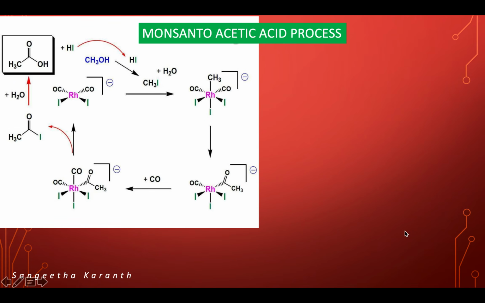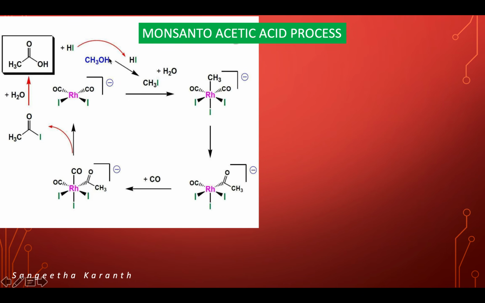Once the methanol is formed from syngas, we get methanol, CH3OH. It is made to react with hydrogen iodide, HI. Once these two react with each other, we get the product CH3I, and one more byproduct, water. So we get methyl iodide from the reaction of CH3OH and HI.